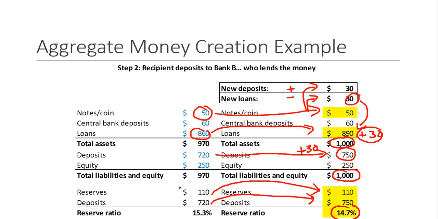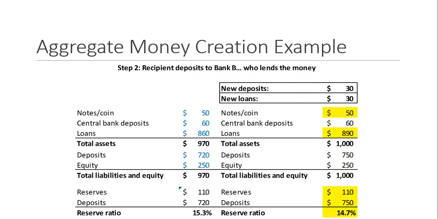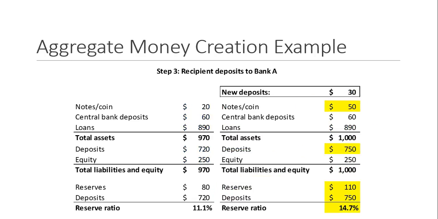Now let's complete the aggregate analysis, and let's assume that the new loan of $30 ends up going to another bank, and that bank is going to be the bank we initially looked at, which is Bank A. So step 3, recipient deposits the $30 to Bank A, and then we will stop here.